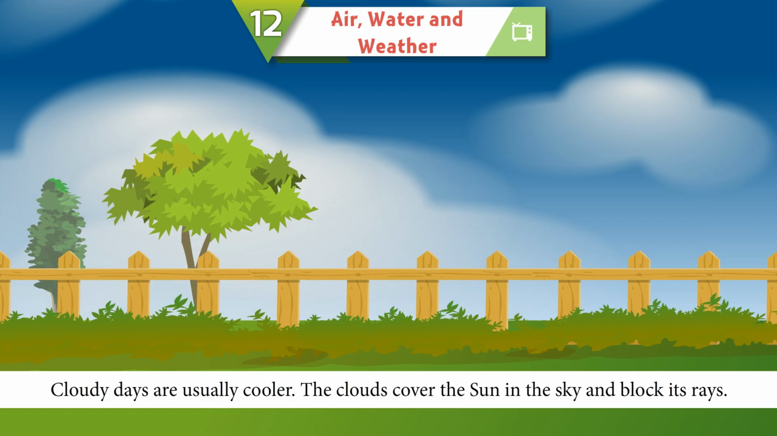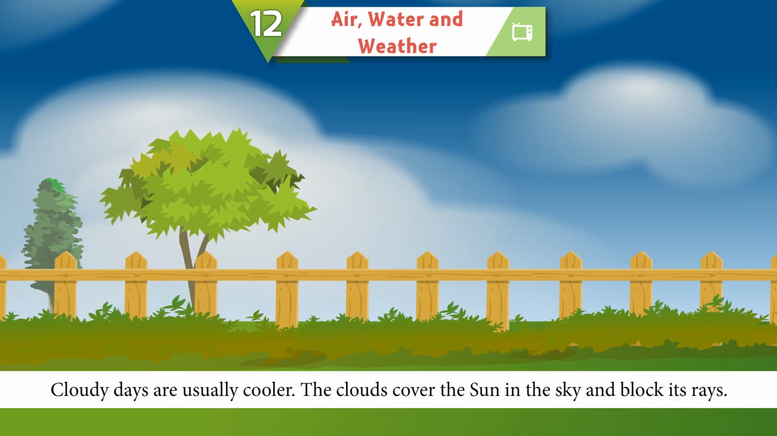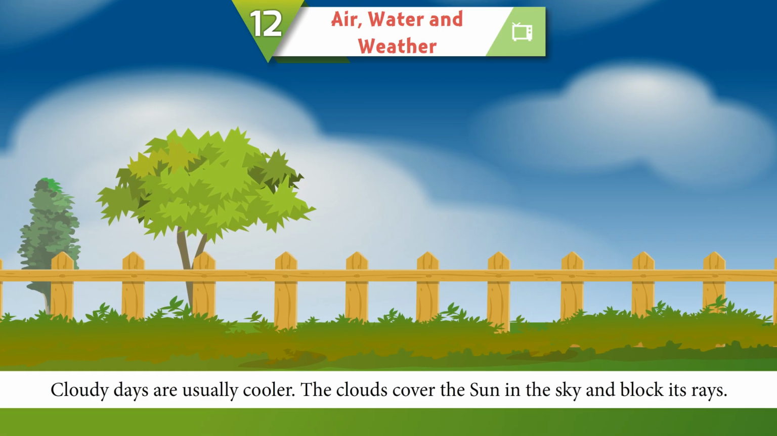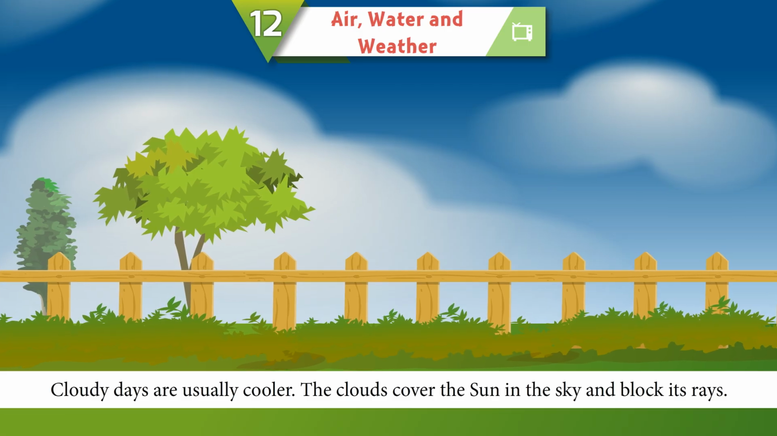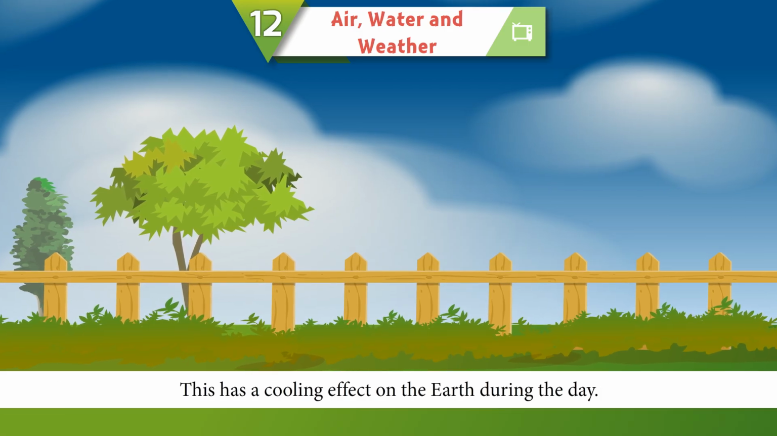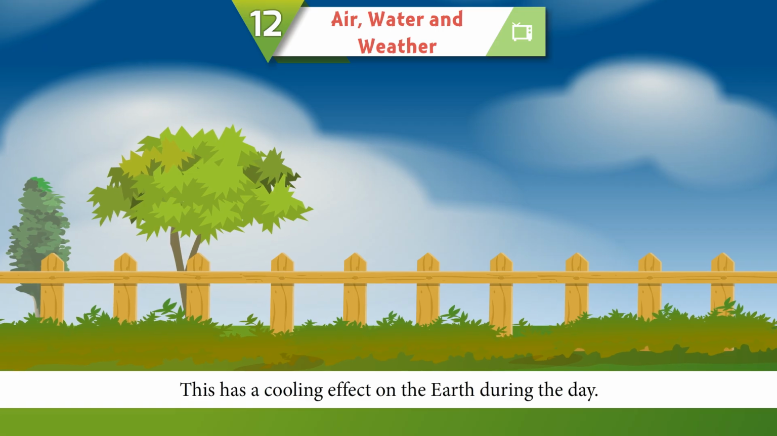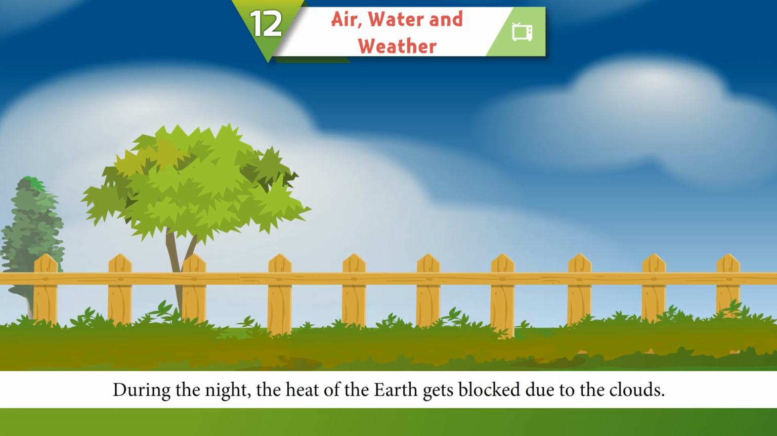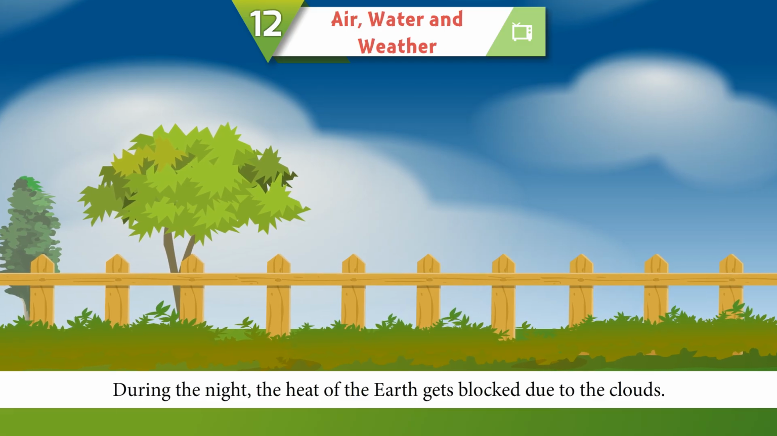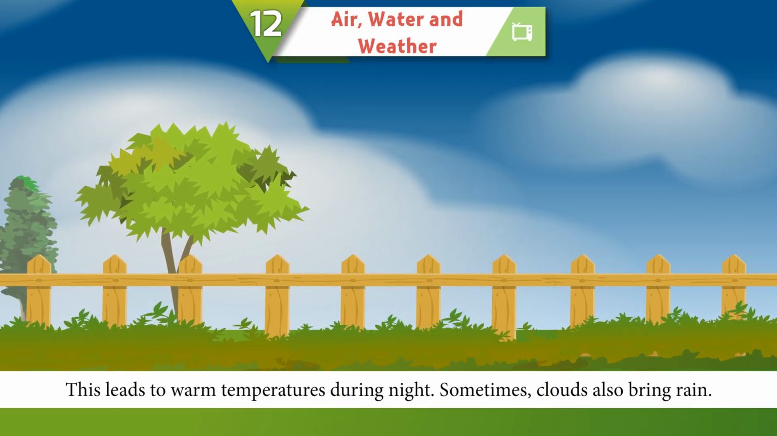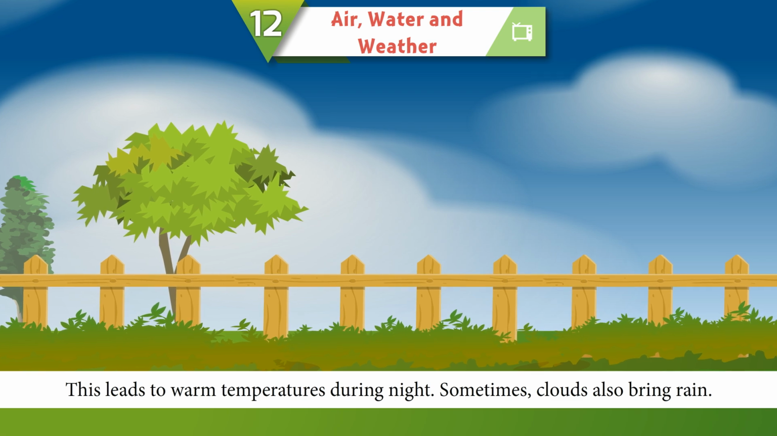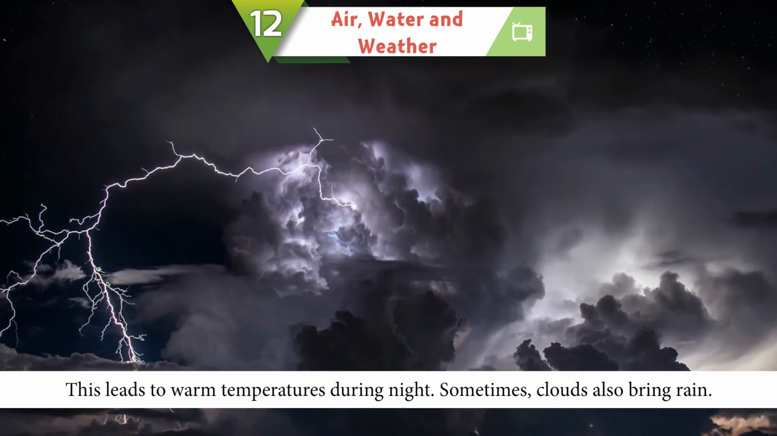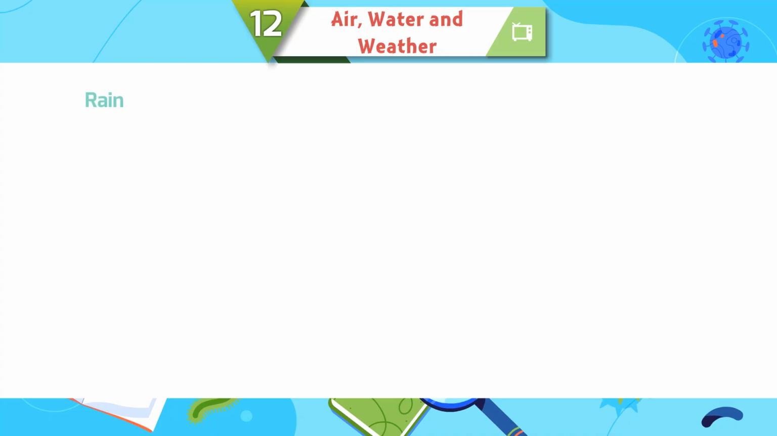Clouds. Cloudy days are usually cooler. The clouds cover the sun in the sky and block its rays. This has a cooling effect on the earth during the day. During the night, the heat of the earth gets blocked due to the clouds. This leads to warm temperatures during night. Sometimes clouds also bring rain.